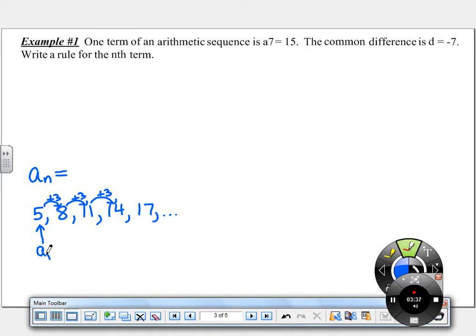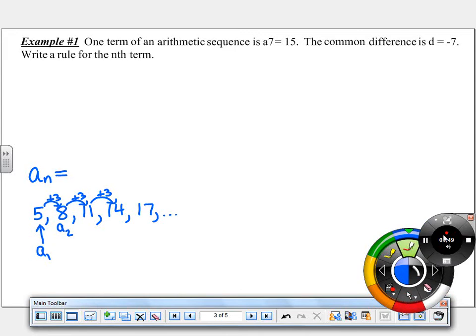So our second term, which would be the 8, let's think about how we get 8 as our second term. To get 8 from the first term, what did we do? We just added 3.